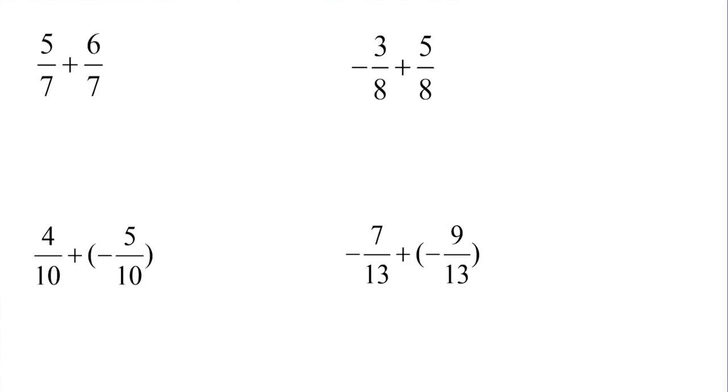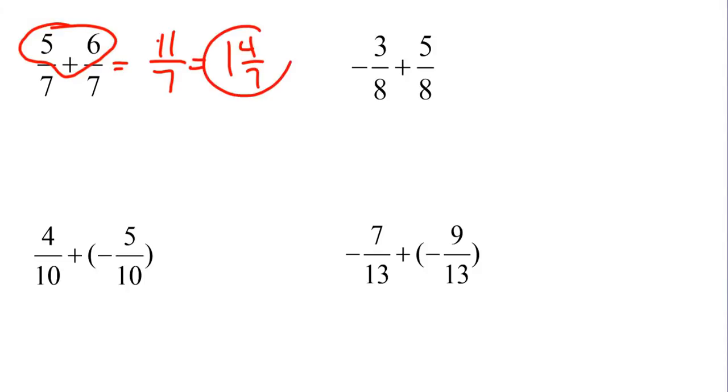So let's look at some examples. 5/7 plus 5/7 plus 6/7. Here we have the same size pieces, which are sevenths. So my answer is still going to be in sevenths. And 5 plus 6, I'm going to use my addition rules for the numerator. 5 plus 6 is 11. And so that's 11/7, which as a mixed number is 1 and 4/7. And there's my sum.